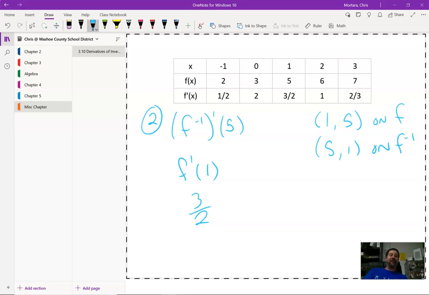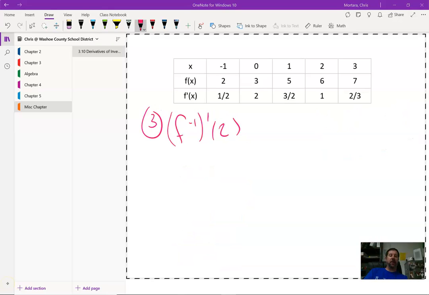And then what I have to remember is that the derivative of the inverse is the reciprocal of the derivative of the original function. So now all I'm going to do is flip this, and that would be the derivative of the inverse at 5, 2/3. All right? Easy peasy lemon squeezy.